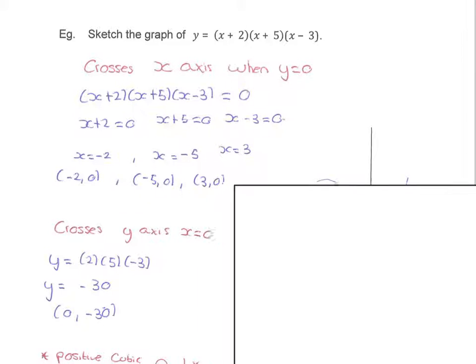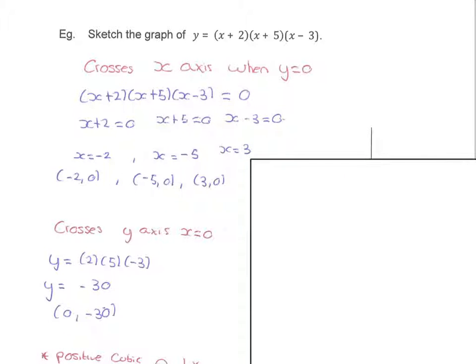Before we sketch our cubic, let's find out where it crosses the y-axis. We do that by letting x equal 0. In each of the brackets, we let x equal 0, so we're just left with a 2, a 5 and a minus 3. Multiplying that through, 2 times 5 is 10, 10 times minus 3 gives us y equals minus 30. So it will cross the y-axis when x equals 0 and y is minus 30.